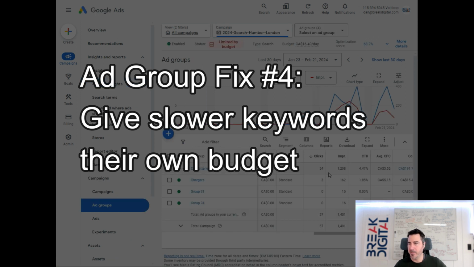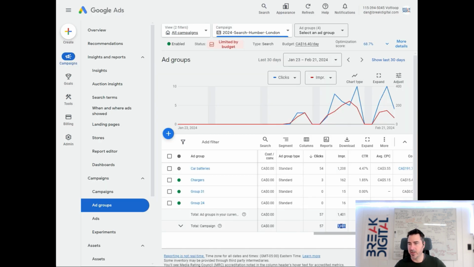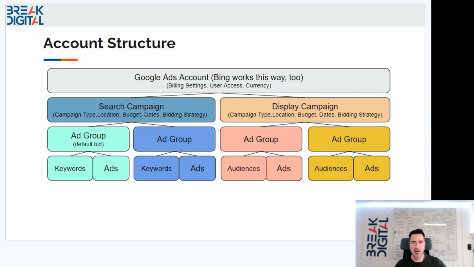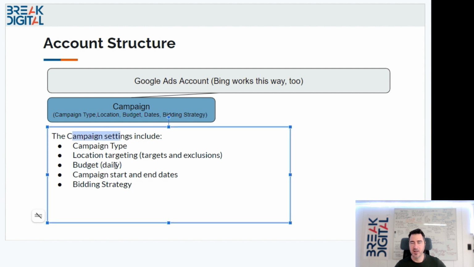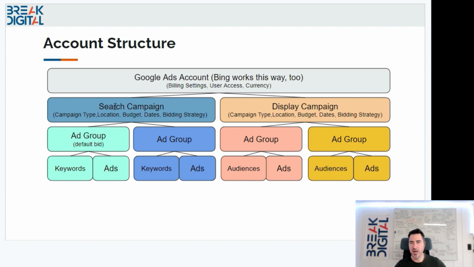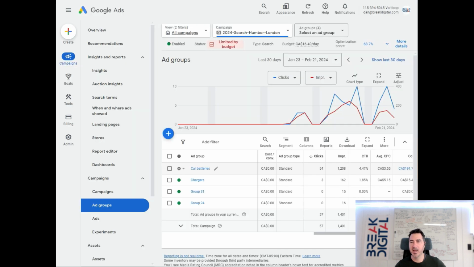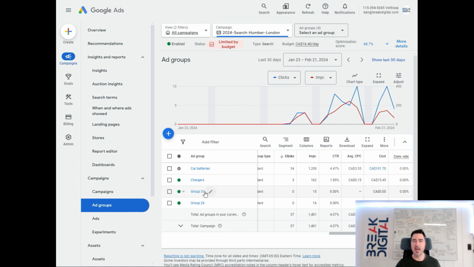This car battery group has taken 85% of the impressions. Recall that in an ad group, the budget is set at the campaign level, so all of the ad groups share the campaign's budget. In a case where one ad group has far more search volume than the other ad groups, it's going to take the lion's share of the budget. And that might be okay. But in this case, car batteries has taken almost all of the budget, and the other three ad groups really haven't run yet. Now, these are more specific.